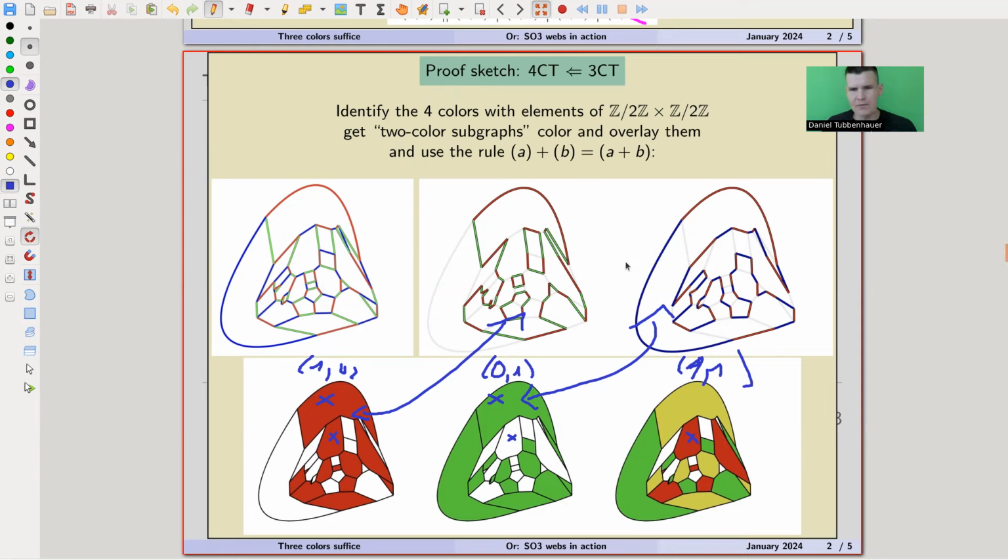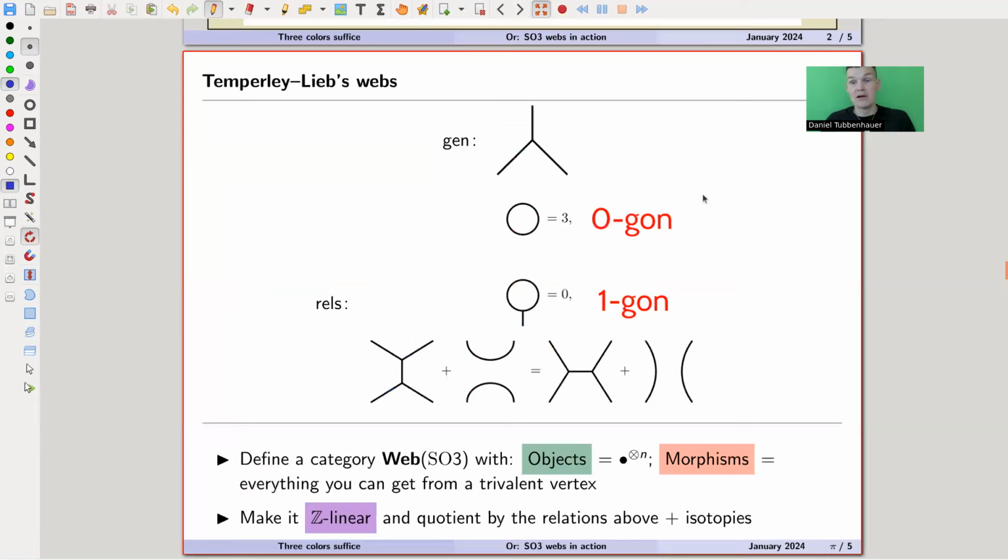I really love this proof. I hope it's not too difficult. I hope you like it as well. It's really beautiful. Essentially, the edge coloring is the sum of the face colors using the rules of the Klein 4 group. It's really cute, right? Okay. That was Tait.